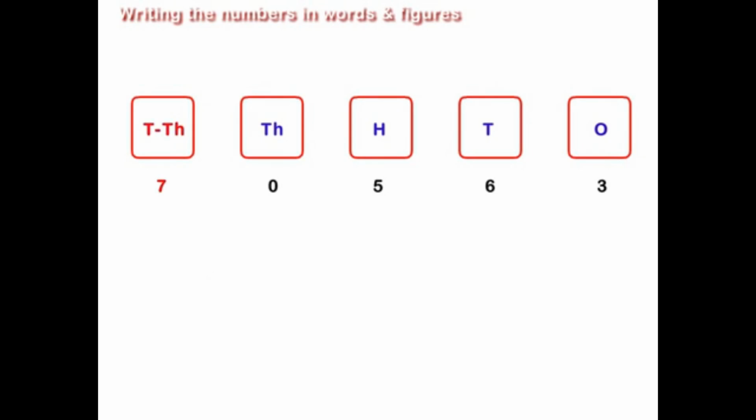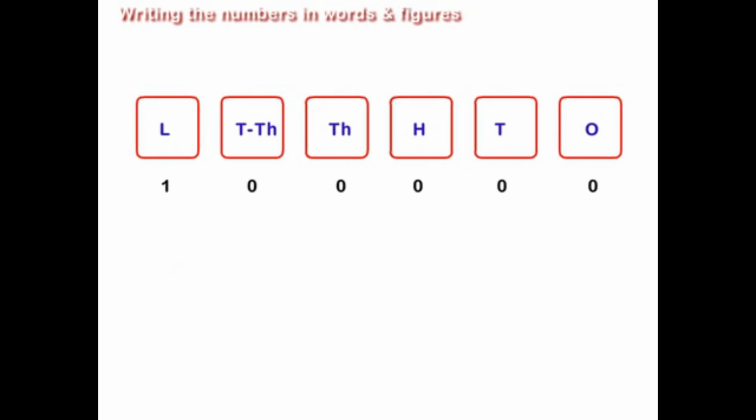The next number has 7 ten thousands, 0 thousands, 5 hundreds, 6 tens and 3 ones. In figures, it is written as 70563 and in words as 70,563. The last number has 1 lakh, 0 ten thousands, 0 thousands, 0 hundreds, 0 tens and 0 ones. In figures, it is written as 100,000 and in words as 1 lakh.